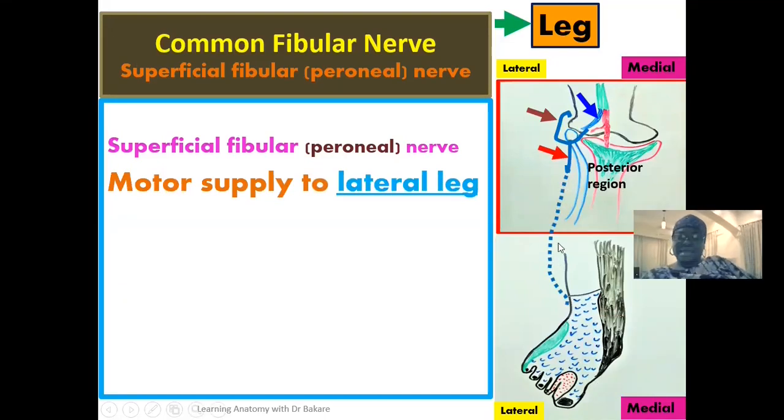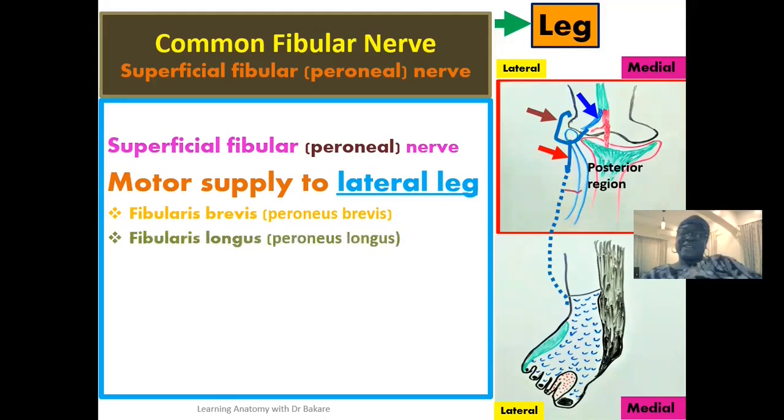As it runs down the lower limb, it is seen to give off a number of branches. And these branches are seen to provide motor innervations for muscles that are located in the lateral compartment of the leg. So in the lateral region, we have muscles that are provided with motor innervations by branches from the superficial fibular nerve. And these muscles include the fibularis brevis or the peroneus brevis. So you see a branch emerging at this point, giving motor innervation to the fibularis brevis.